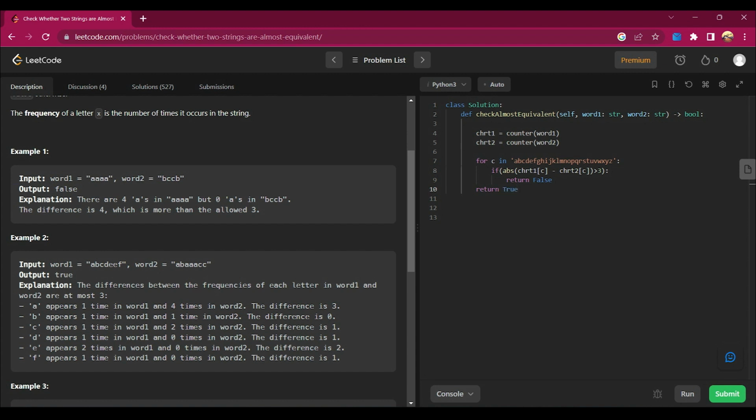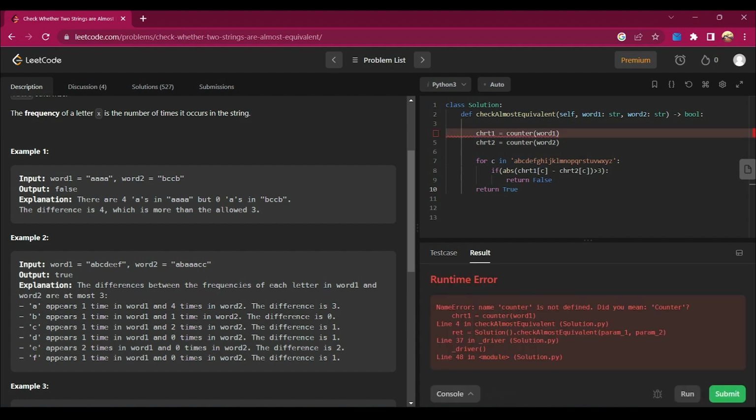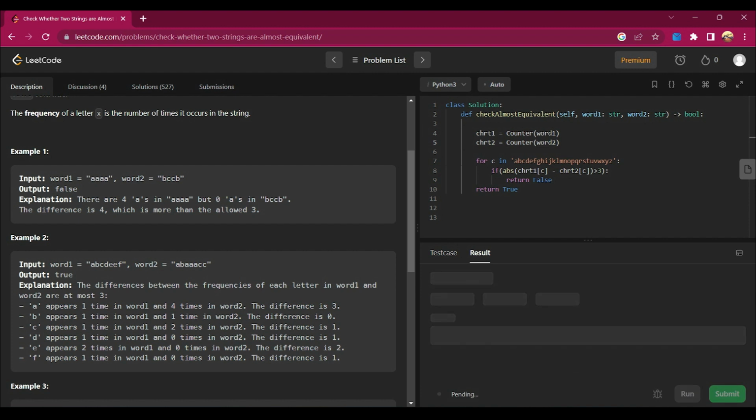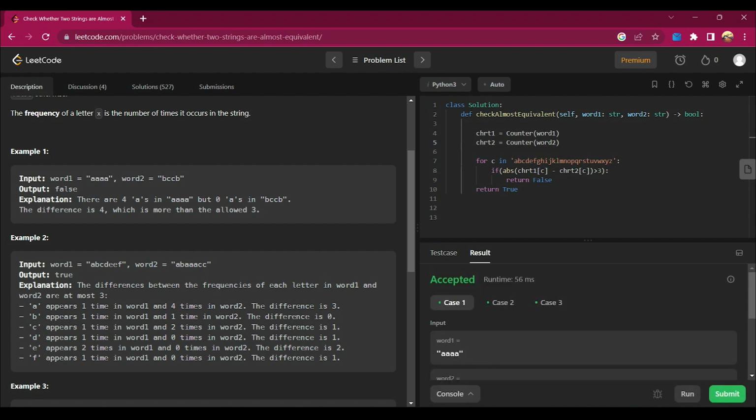Alright guys, now let's run this and check for an answer. Oh, okay, so it should be a capital C, not a small one, and now that should work for us. So now see that it has been running successfully.